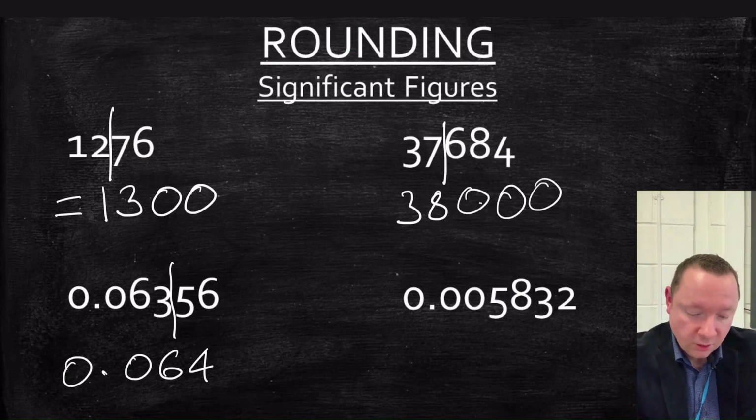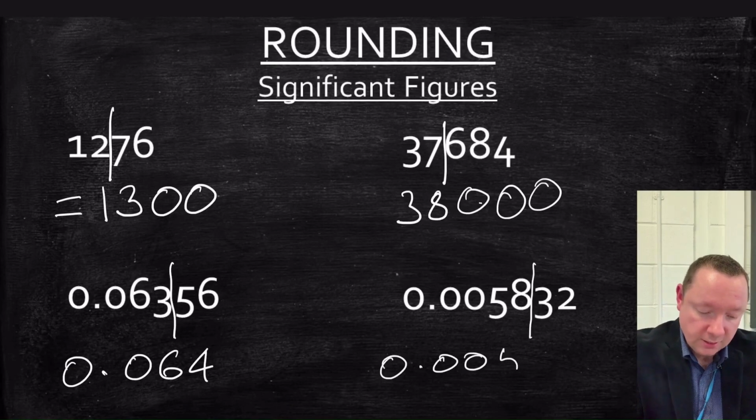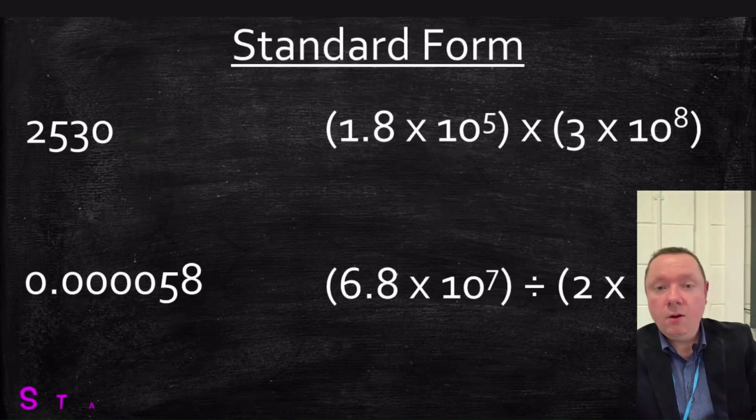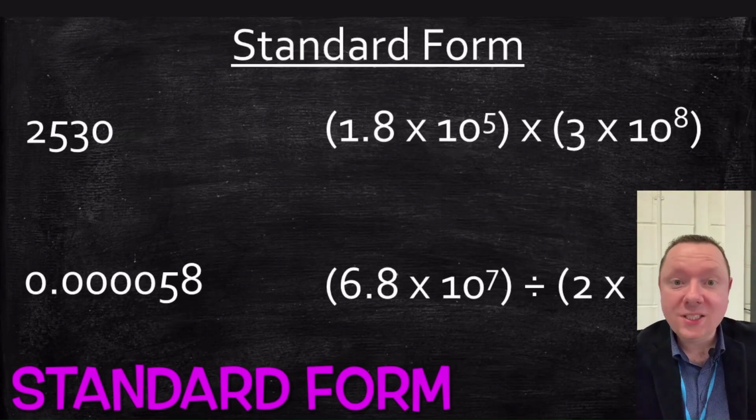The next one, 0.005832, so to 2 significant figures, I'd be cutting here, so I'd be getting 0.0058. Okay, standard form or scientific notation.